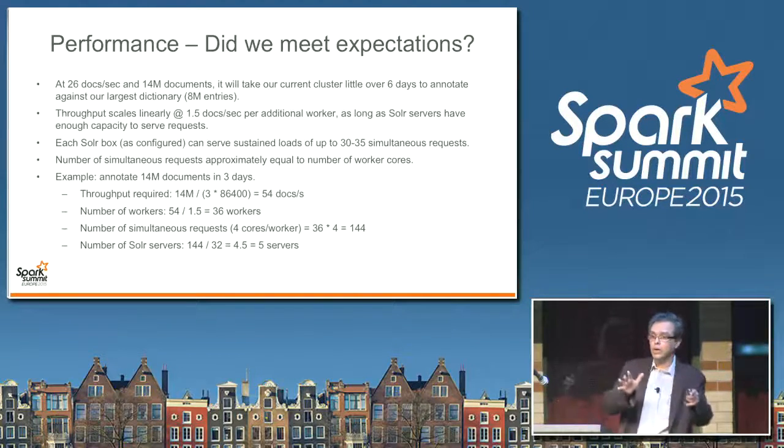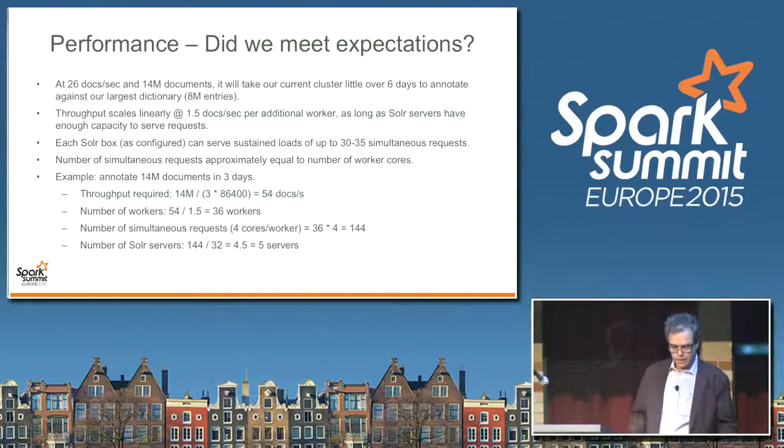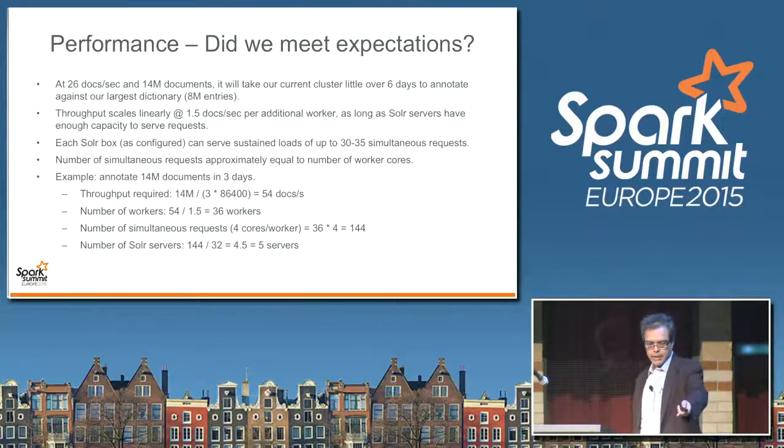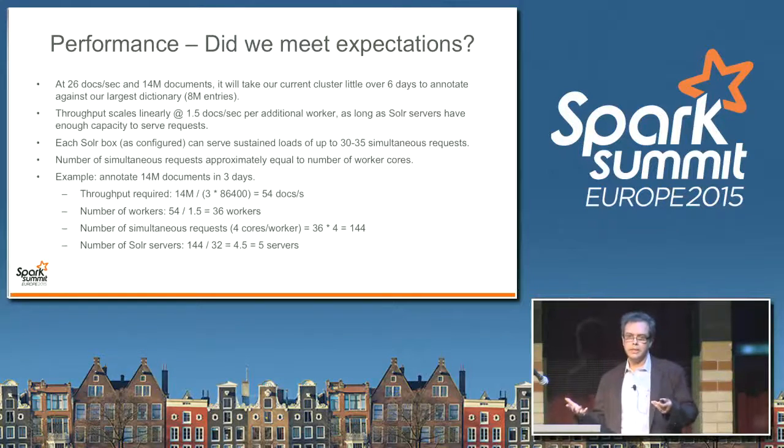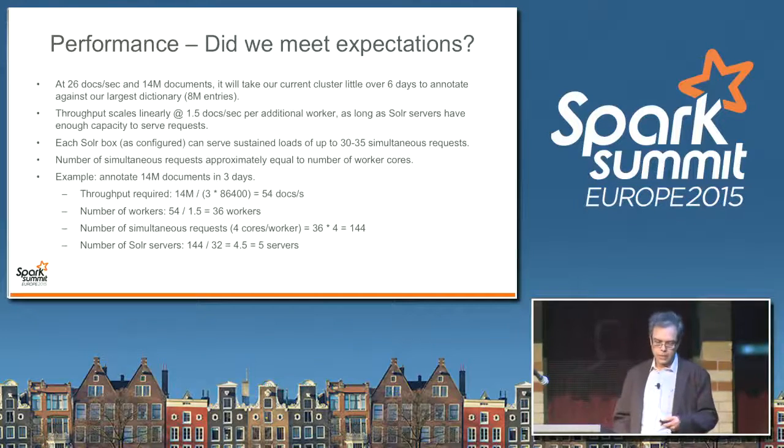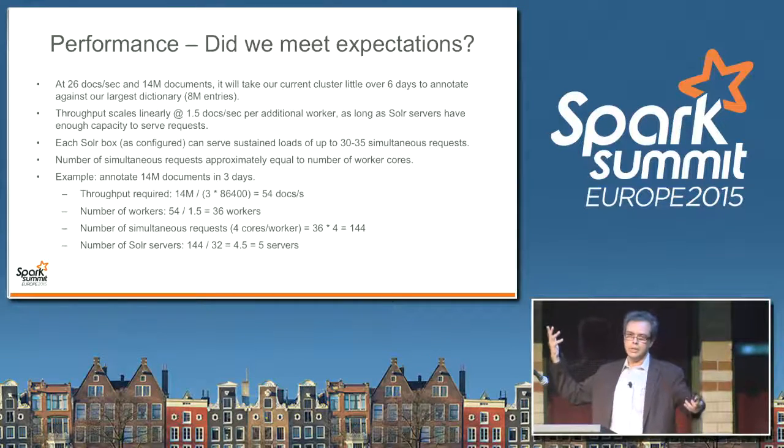This is for our system, so 1.5 is basically local to our system. From that, you can figure out the number of simultaneous requests you're going to hit Solr with, right? Because you have 4 cores per worker and 36 workers, so 144 simultaneous requests. And given that each Solr server has a sustained capacity of about 30 to 35 requests that it can handle comfortably, you would need 5 Solr servers behind an HA proxy.